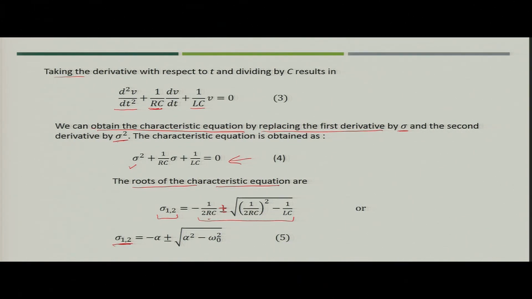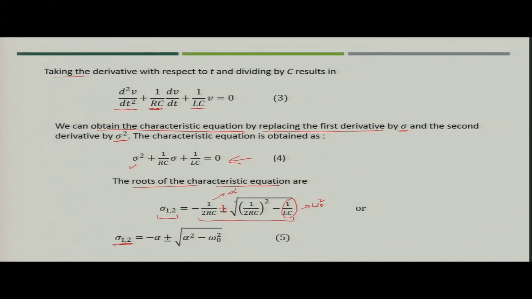Now, let us assume that 1 upon 2RC is nothing but alpha and 1 by LC is nothing but omega naught square.